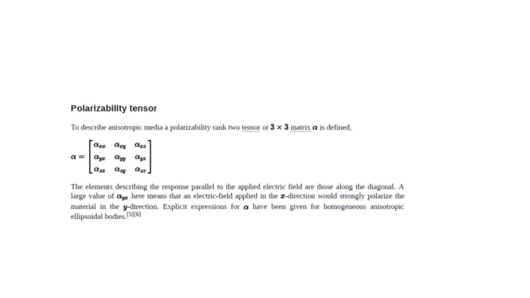Explicit expressions for alpha have been given for homogeneous anisotropic ellipsoidal bodies here. So whenever it is asked in the exam, it can be used for the polarizability tensor. It's a mix of scalar and vector quantities that is termed the polarizability tensor.